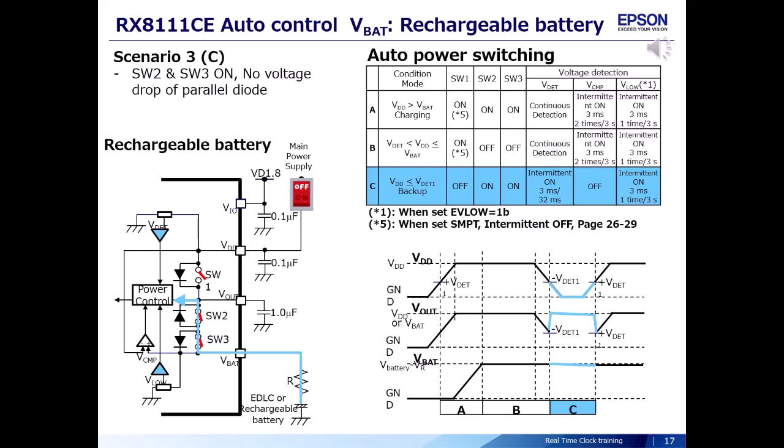The advantages of RX8111CE. Switches 2 and 3 are on. There is no voltage drop of parallel diode. Efficient power can be supplied from the backup battery.